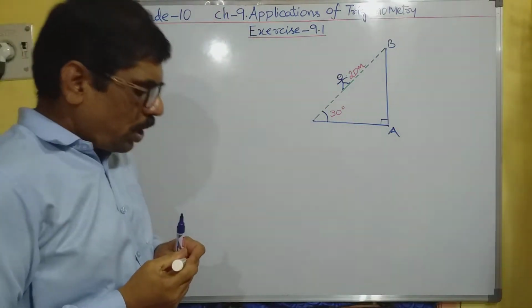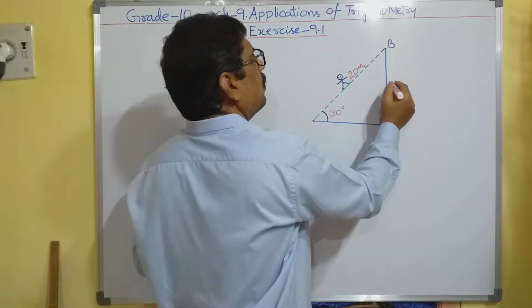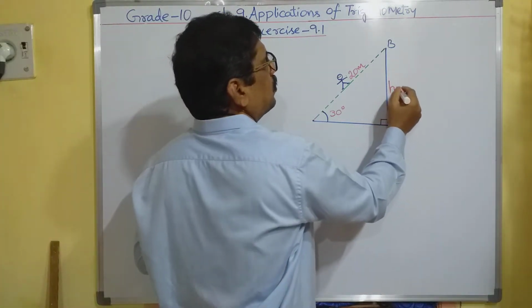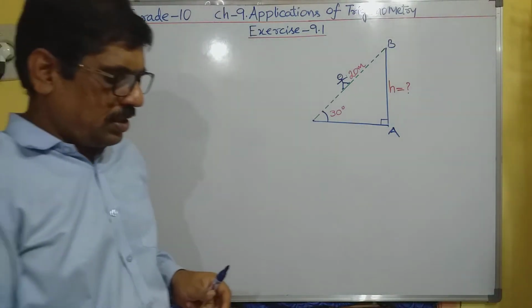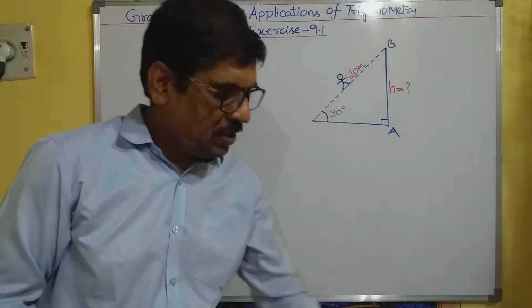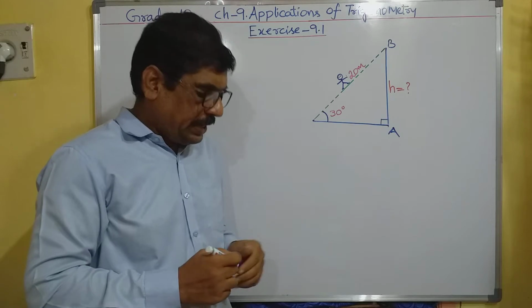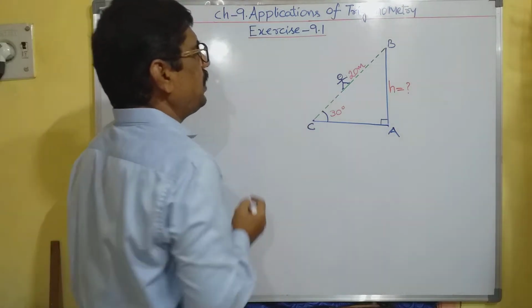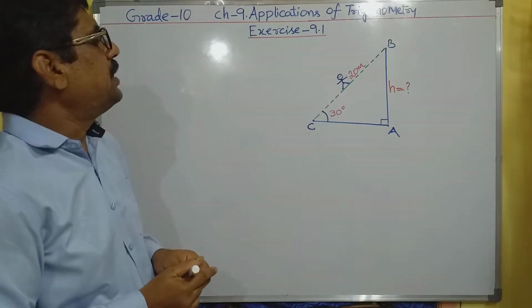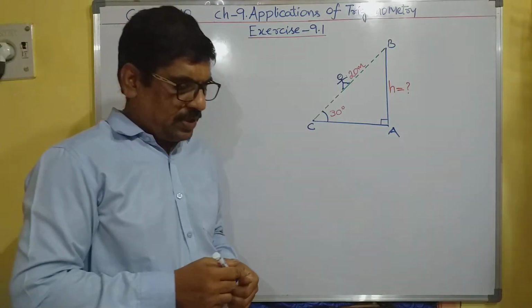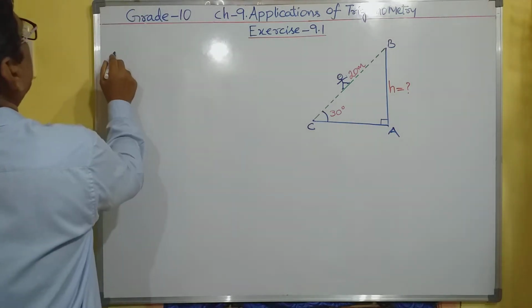Now, what do we need to find? We need to find the height of the pole. The height of the pole is h, that is unknown. We need to find this. So this is the problem. How to find it? Observe, from the given information we have got one right angle triangle. Let this point be C. So ABC is a right angle triangle where angle A is 90 degrees, angle C is 30 degrees. Let us write the information first in problem number 1.